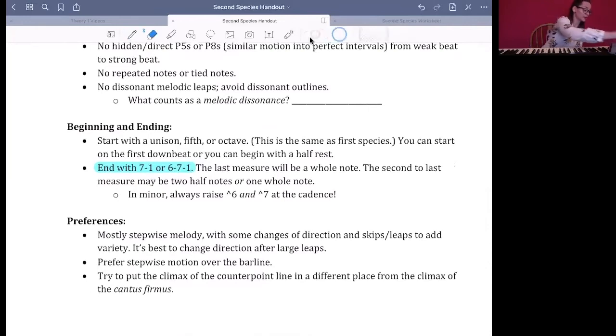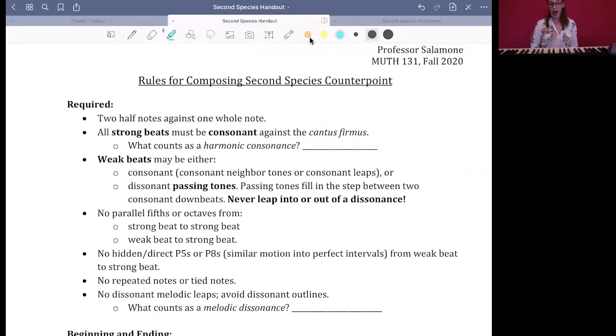And the other really important thing is that in minor, you have to raise 6 and 7 at the cadence. When we dealt with first species counterpoint, we said always raise scale degree 7 at the cadence, raise scale degree 6 if it's right before it. It's always going to be there now. So you have to remember to raise scale degree 6 and scale degree 7 in the cadence for your second species in minor.